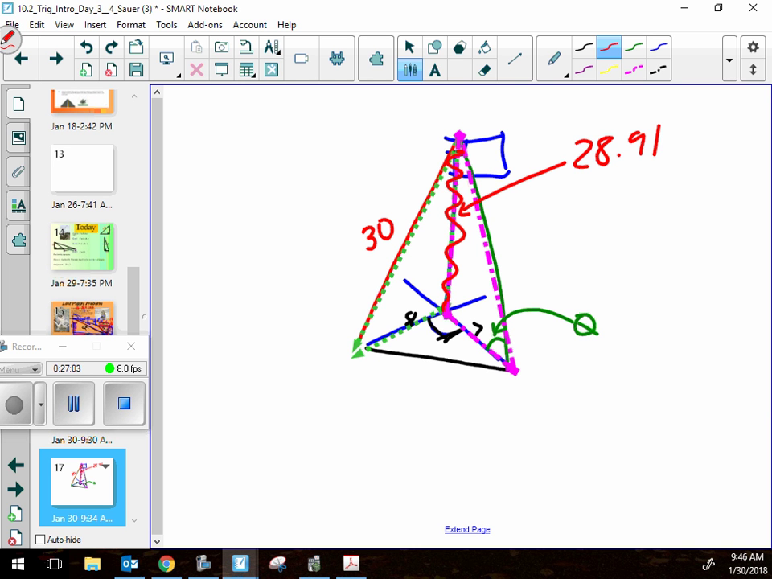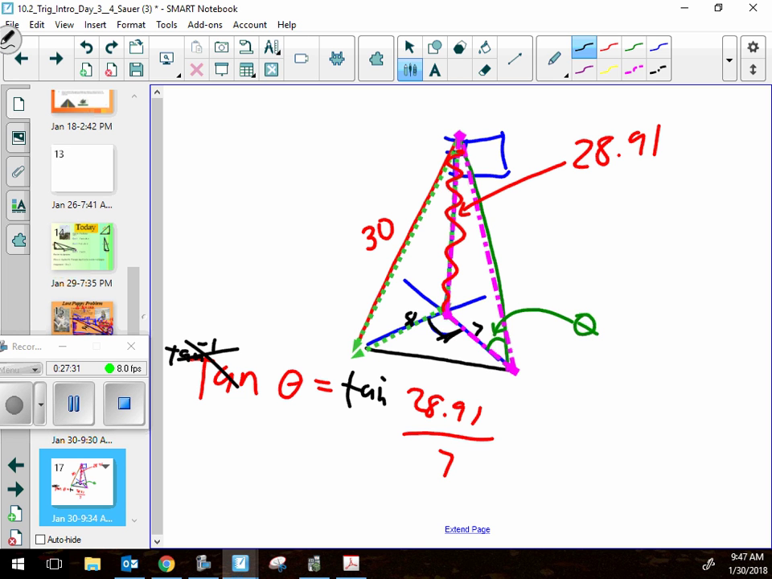And I personally would think of this pink triangle then in terms of sine. No, because I don't have the hypotenuse, so it must be tangent. Tangent of the unknown angle is equal to, let's see, opposite, which would be the 28.91 over the, not hypotenuse, adjacent, 7. And therefore, I now have to do inverse tangent to solve this. Inverse tan takes out regular tan. Inverse tan on both sides. Therefore, inverse tangent all that.